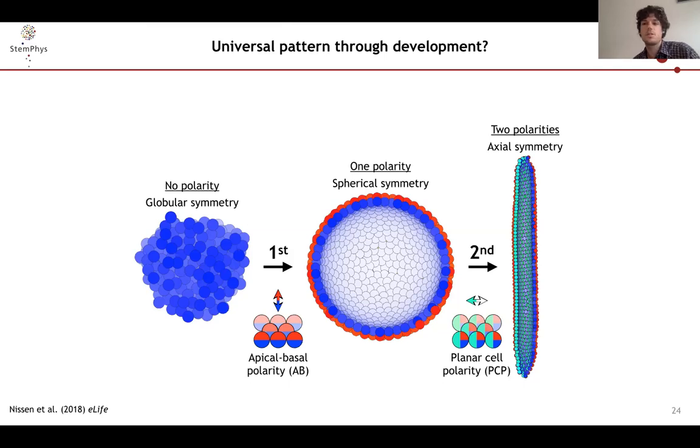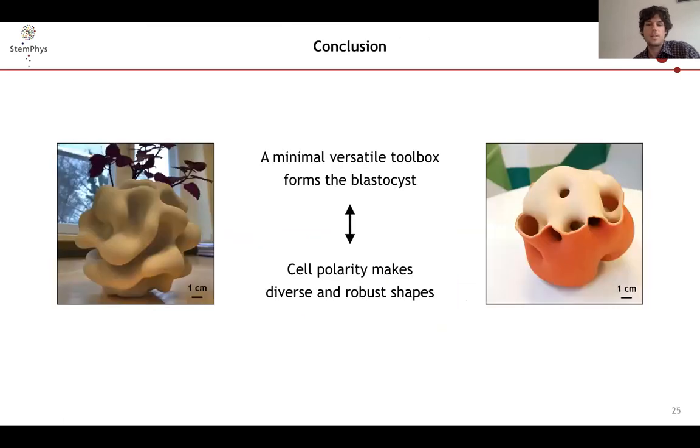And you could go back and forth here. Cells could lose polarity, and you could apply this to fractions of cells and so forth. And then you can imagine that you could get all kinds of different complex, stable morphologies. And that's basically taking me to the conclusion. All right, I showed you the blastocyst, where I suggested the minimal versatile toolbox. And then I pinpointed the cell polarity rule, the first rule in that model, and then I showed how that enables us to make diverse and robust shapes.